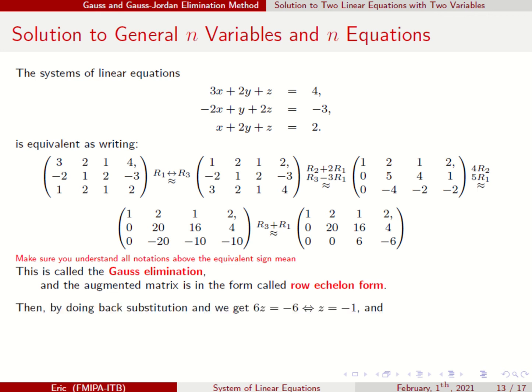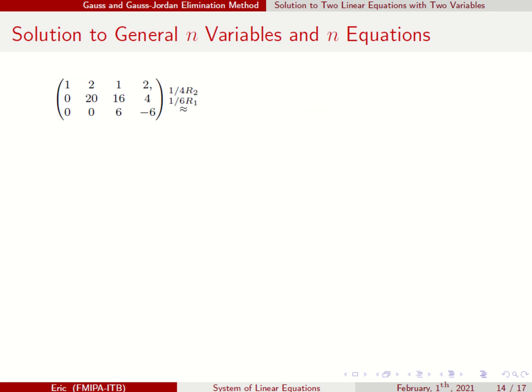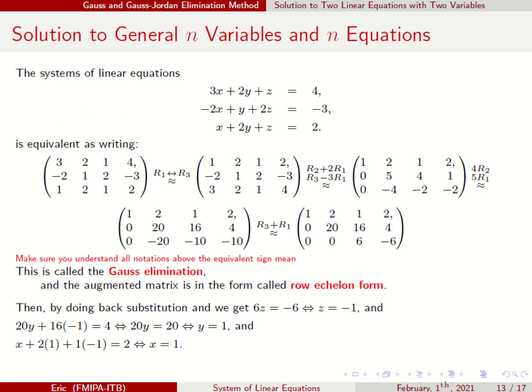Then by doing back substitution, you have z equals minus 1. Substitute z equals minus 1 into the second equation. So you have 20y plus 16 times minus 1 equals 4. So you have y equals 1. Then substitute z equals minus 1 and y equals 1 into the first row, and in the end, you have x equals 1. So in this system, you have one solution, that is 1, 1, minus 1. That is one intersection point.